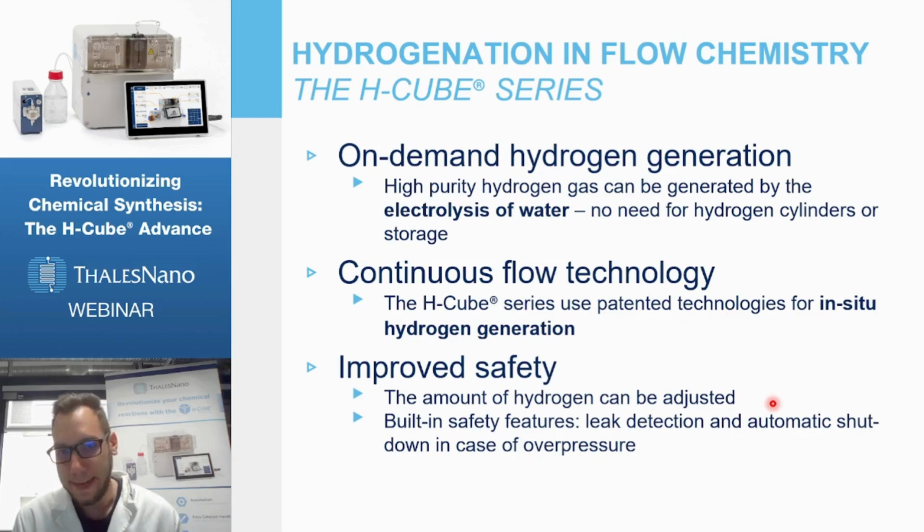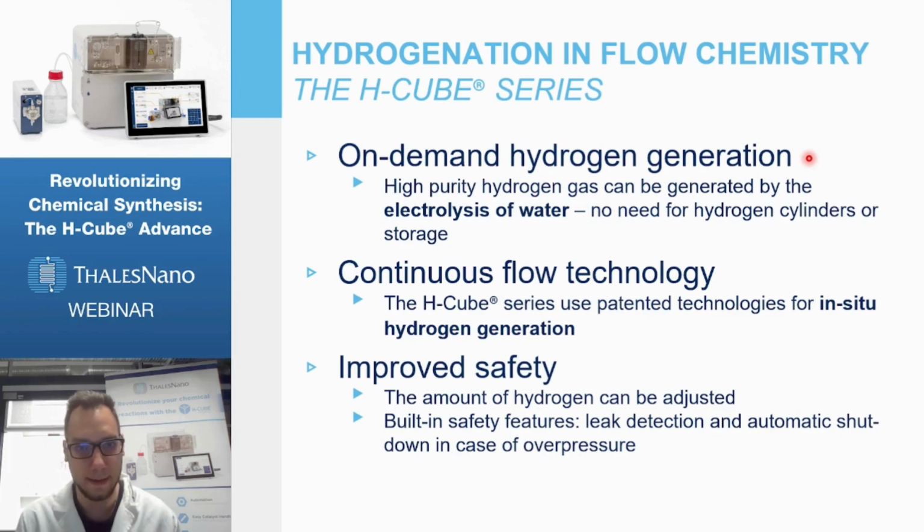So what is the advantage of the H-Cube series? This is where we started approximately 22 years ago. We had this idea: how can we provide a safe alternative to conventional batch hydrogenations? And the most important answer was to produce the hydrogen on demand. So that means we are using water electrolysis to generate hydrogen and oxygen gas from the water. And for this, we have a patented electrolysis cell that's built into all of our instruments. So this is how the H-Cube series has started.